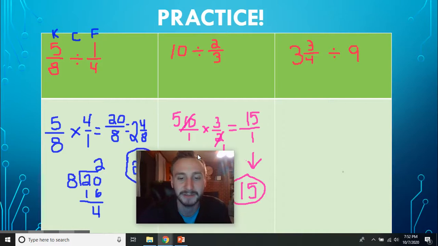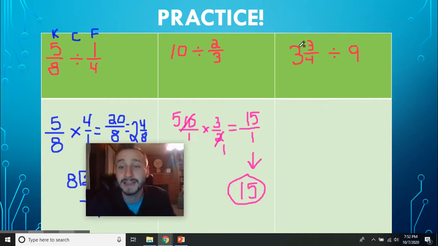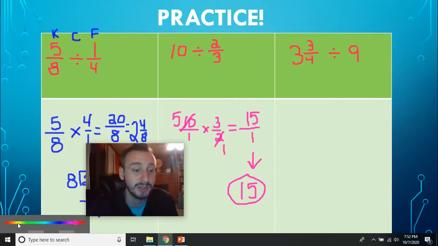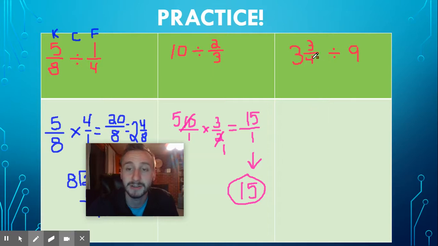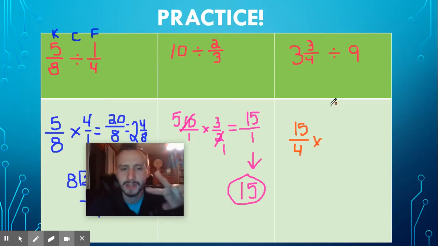So this last one is 3 3/4. First step is you need to change that into an improper fraction. 4 times 3 is 12, plus 3 is 15. So you have 15 fourths, because your denominator does not change. Keep, change to multiplication. The reciprocal of 9 is 1/9. The 9 goes in the bottom and a 1 goes up top.